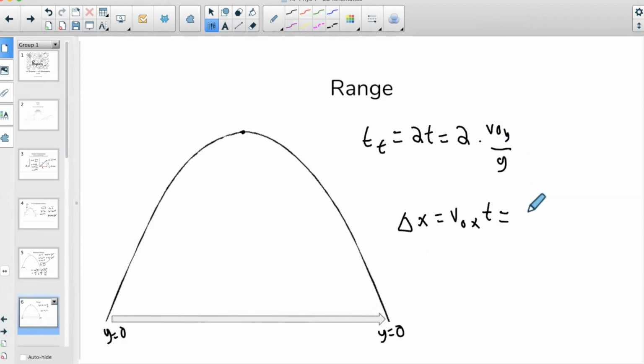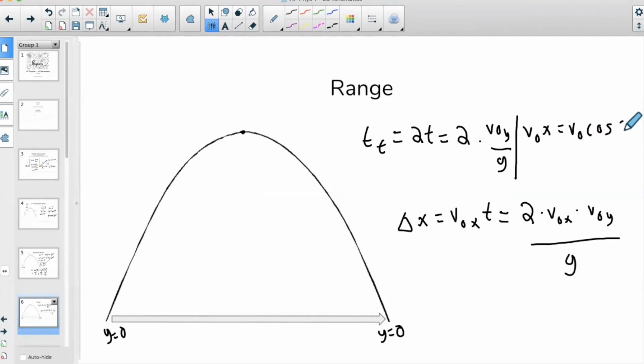T equals 2 v naught y over g. So we're going to get 2 times v naught x times v naught y over g. Now, we're going to bring out our original equations for how we can calculate v naught x from the initial velocity. And if you remember, v naught x is just v naught cosine theta, and v naught y is v naught sine theta.